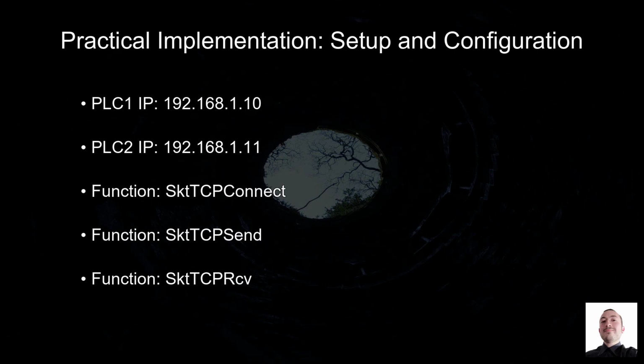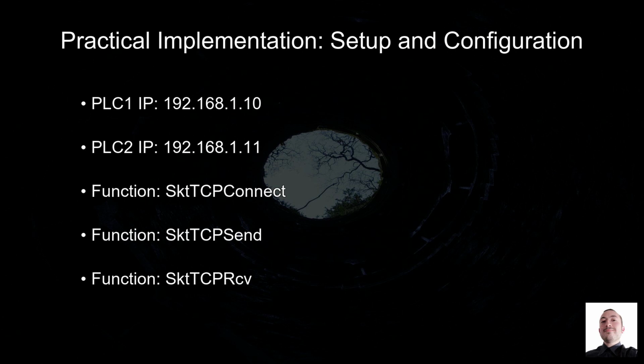To start, let's dive into the initial setup for using standard Ethernet for communication between Omron PLCs. Begin by configuring the network settings on both PLCs. Ensure each PLC has a unique IP address within the same subnet. For instance, you might set one PLC to 192.168.1.10 and the other to 192.168.1.11. Next, utilize the cpconnect function to establish a socket connection.